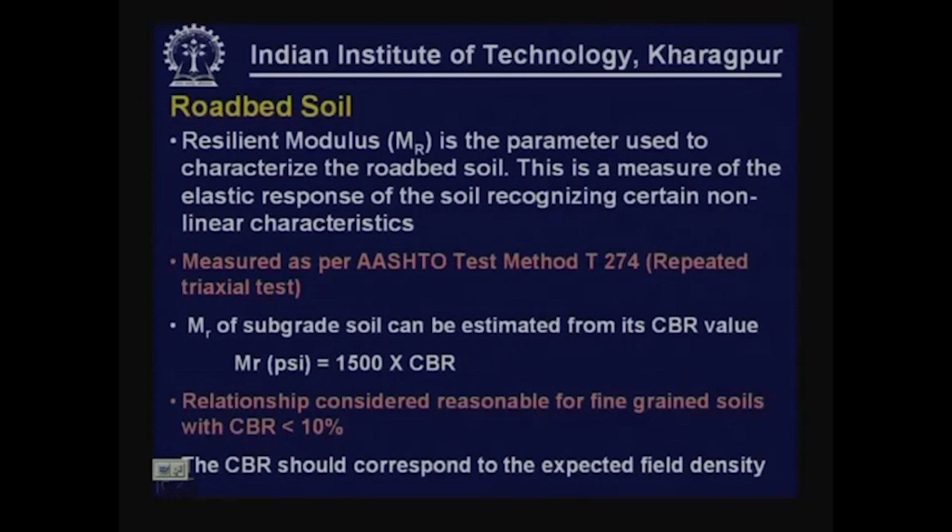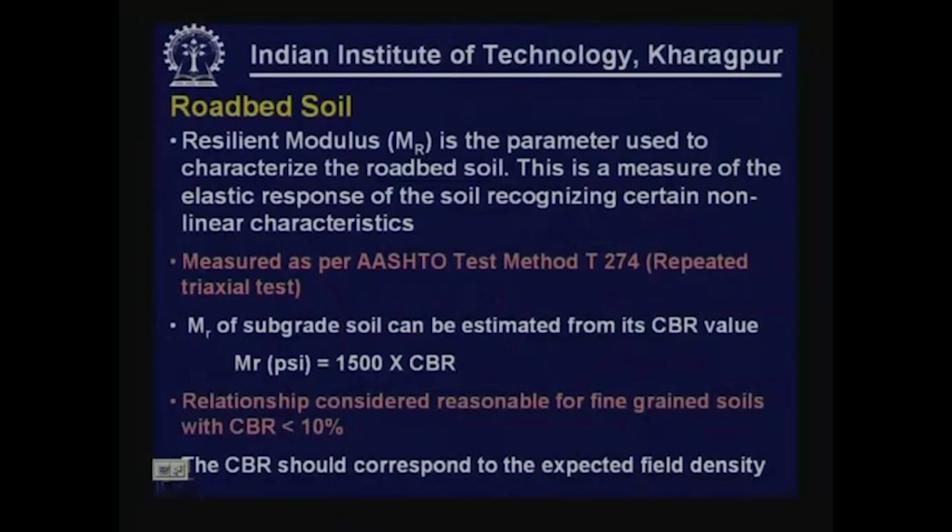The road bed soil, that is the foundation or subgrade, is represented by the resilient modulus value of the soil. The resilient modulus value is a measure of the elastic response of the soil, recognizing certain nonlinear characteristics. We have already discussed a few times in the preceding lessons that resilient modulus value can be obtained by conducting repeated triaxial test on the soil sample. The test has to be conducted under certain specified stress conditions of deviator stress and confining stress. So, AASHTO suggests what stress conditions are to be adopted and how the test has to be performed for evaluating the resilient modulus value of the subgrade soil. This can be measured as per AASHTO test method T274, repeated triaxial test procedure.